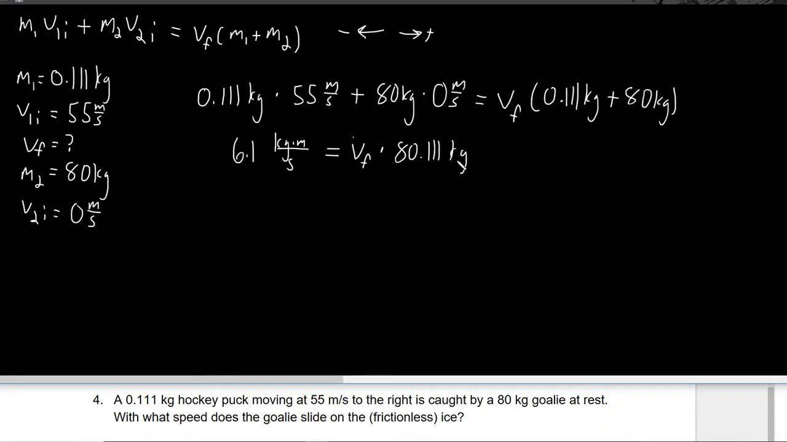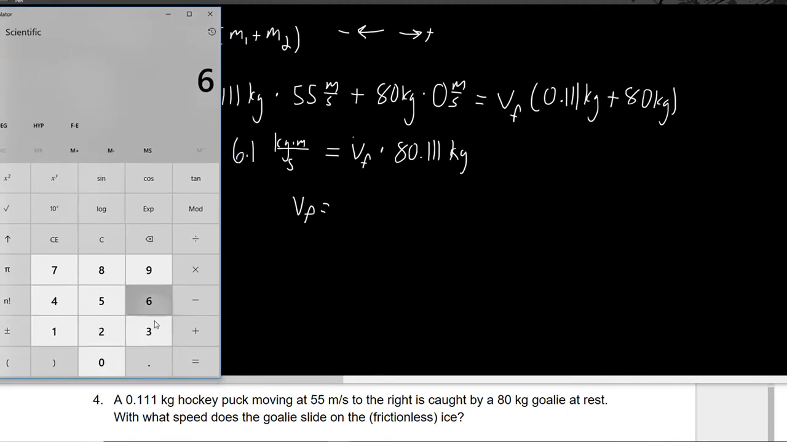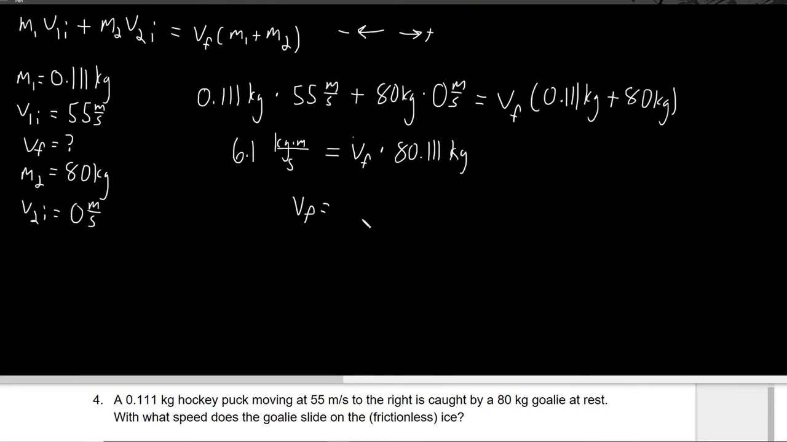80.111 kilograms. Now algebra: if I've got Vf times 80.111, to get Vf by itself, I just divide both sides by 80.111. So 6.1 divided by 80.111, the final velocity is 0.076 meters per second.